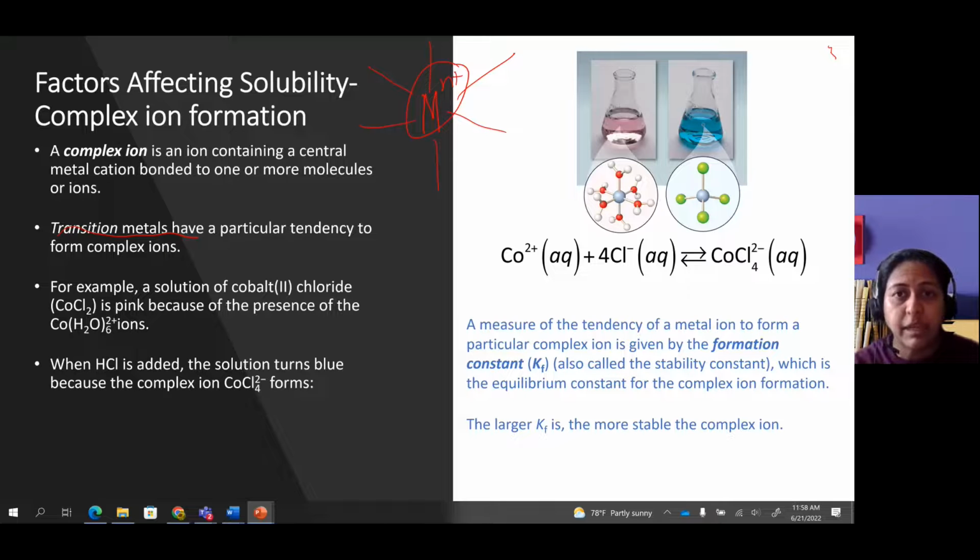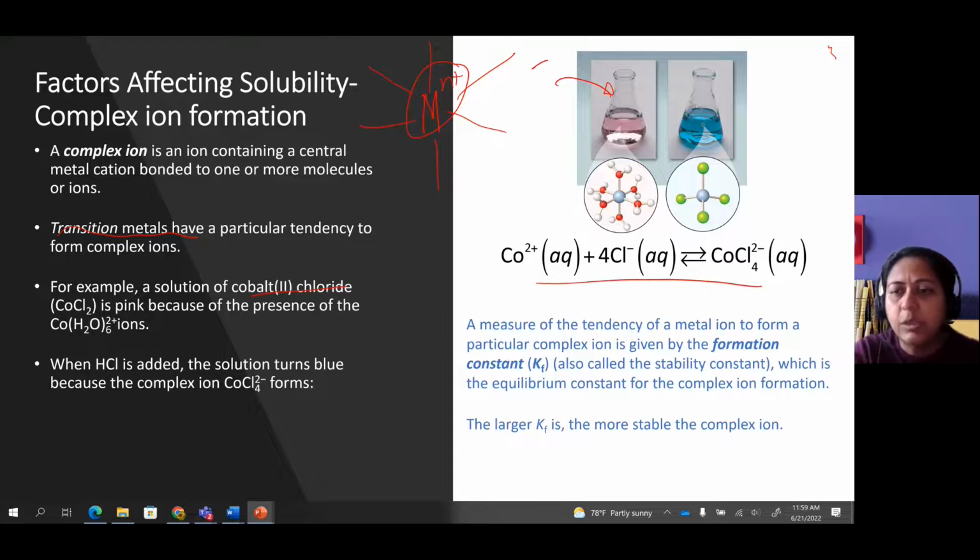They have vacant orbitals, so the surrounding molecules or ions can be accommodated by the empty d orbitals on the transition metal ions. As an example, if we look at cobalt chloride, which is initially a pink solution, that will turn to blue in the presence of water molecules.